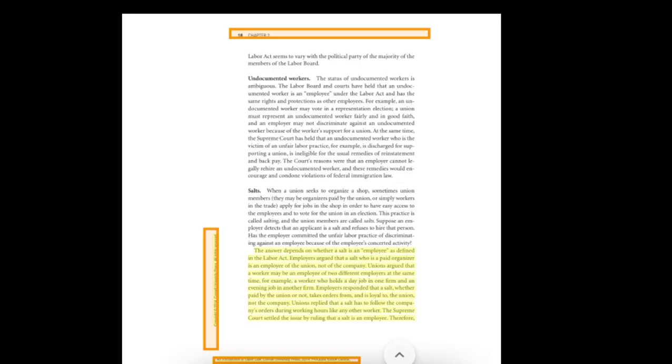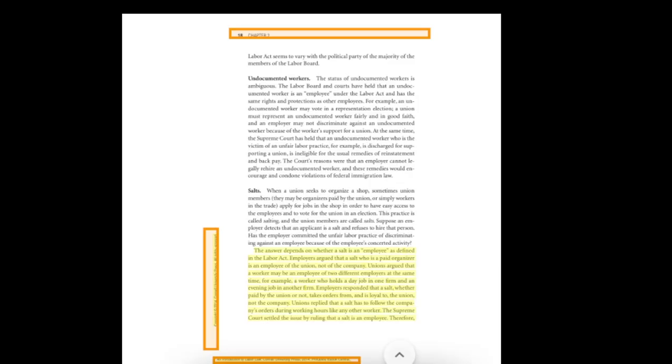Employers argued that a SALT who is a paid organizer is an employee of the union, not of the company. Unions argued that a worker may be an employee of two different employers at the same time, for example, a worker who holds a day job in one firm and an evening job in another firm. Employers responded that a SALT, whether paid by the union or not, takes orders from, and is loyal to, the union, not the company. Unions replied that a SALT has to follow the company's orders during working hours like any other worker. The Supreme Court settled the issue by ruling that a SALT is an employee.